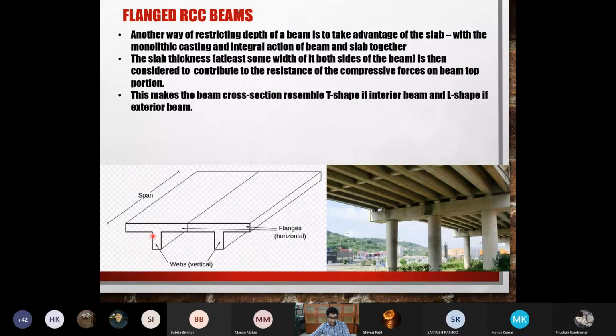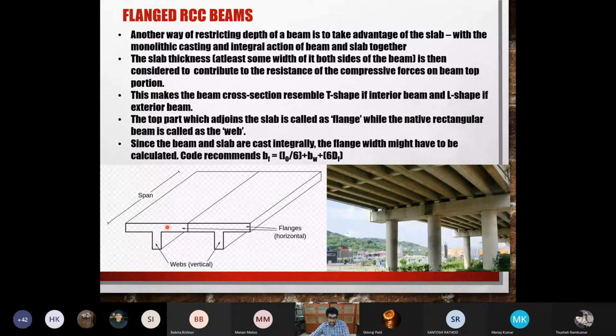So for example, like this, this is the beam, then you have cast a slab above it. Then instead of just taking up to this part, you say that the beam is composed of some part of this rectangle and some part of the slab above it. So how much part of the slab above it? That is a question. The top part, which is composed of the slab, is known as the flange. That's why it's known as a flanged RCC beam. And the rectangular vertical portion below is called the web of the beam.